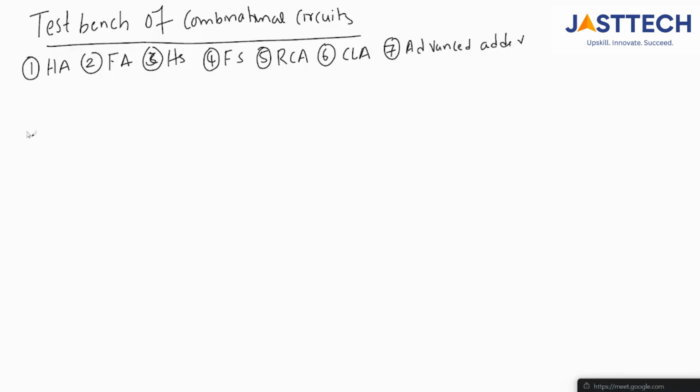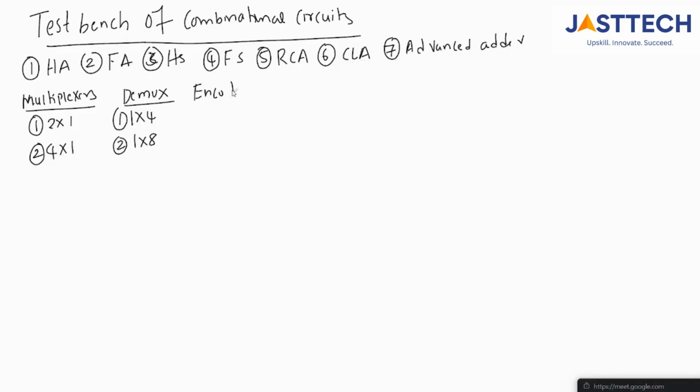And you will study about multiplexers. In the multiplexers, you studied about 2 cross 1 mux, 4 cross 1 mux. And next dmux, you have 1 cross 4 dmux and 1 cross 8 dmux. And next you have encoders, 4 is to 2 encoder and 8 is to 3 encoder.